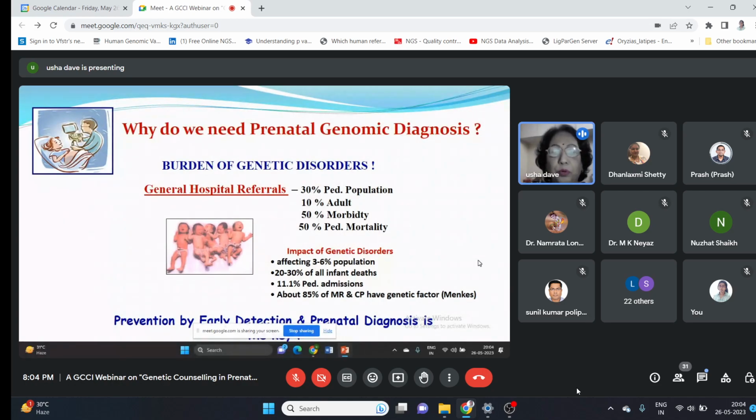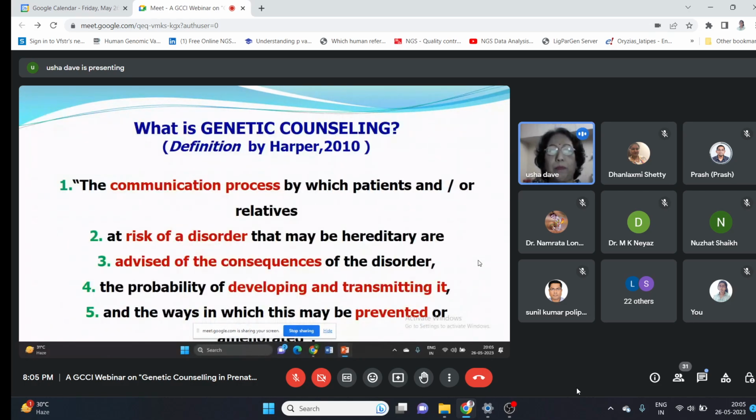So if we have to do prevention, how would you do the prevention? By early detection, newborn screening, or by prenatal diagnosis in the family or the pregnant women to stop the recurrence in that family. That's the only way you can prevent it.